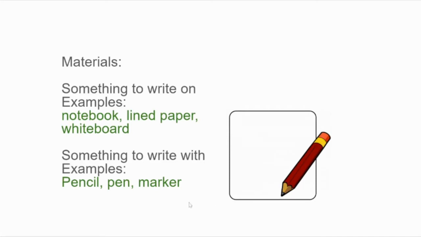Before we begin, will you please get some materials? You will need something to write on. You could get a notebook, lined paper, or whiteboard, and something to write with, like pencil, pen, marker. You can pause the video until you can get those materials.